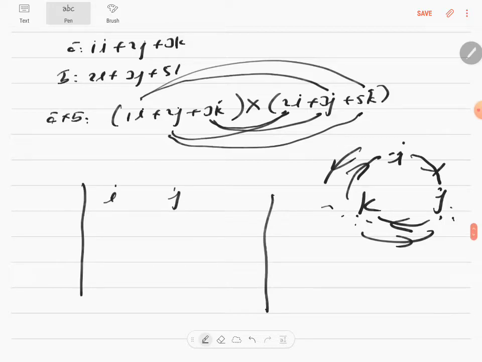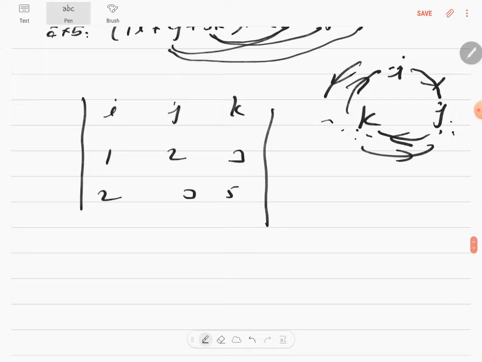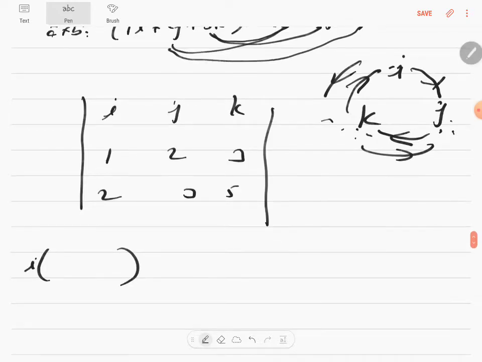Write i, j and k on the top. Write these numbers 1, 2 and 3, then 2, 3 and 5. Like this. Then we're going to solve this determinant. You know how to solve this determinant? Write i into, minus j into, plus k into.